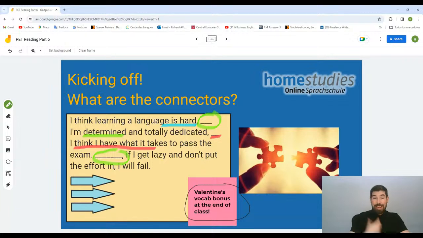If you're joining me later or you're watching this again, just take a look, have a think, okay? What contrasting connectors can we use? What connectors can we use to explain a consequence? Feel free to write in the chat and let me know what you think could go in the gaps.